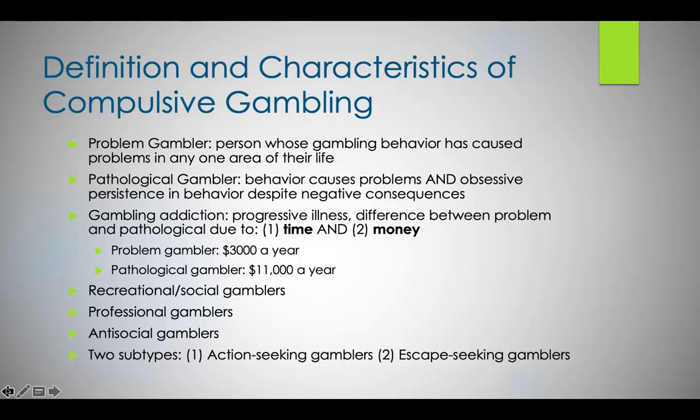There are also two subtypes of gambling. The first is action-seeking gamblers. These are individuals who are often male and are frenetic, excited, and always in action. The second is escape gambling, or escape-seeking gamblers. These individuals are often drawn to the solitary nature of gambling activities such as slot machines. They engage in gambling to escape difficult or unpleasant emotions or to escape from boredom.